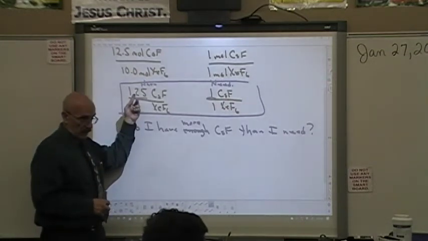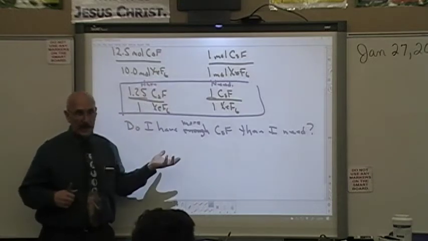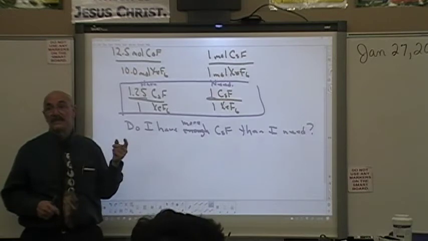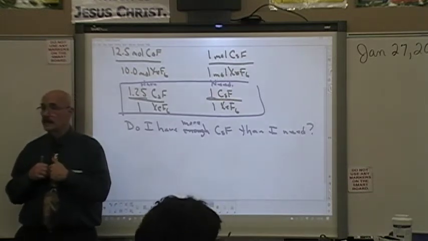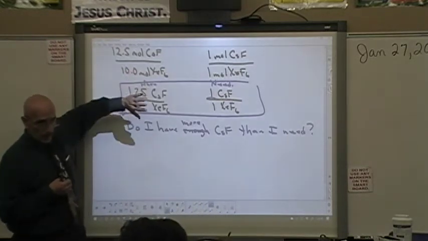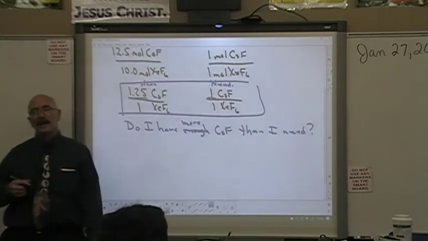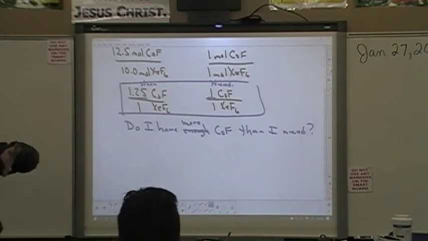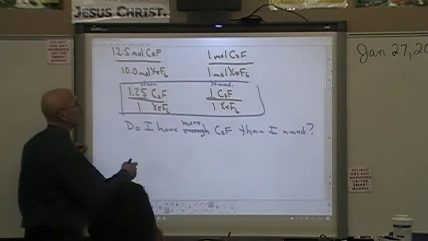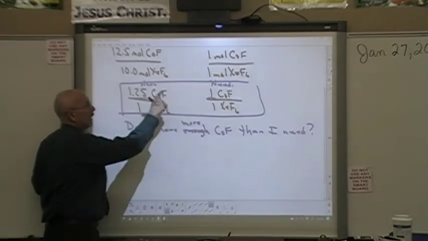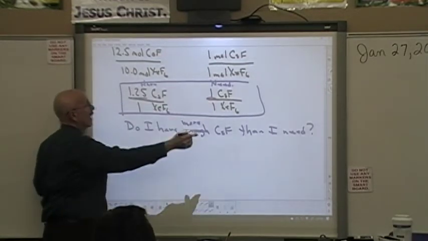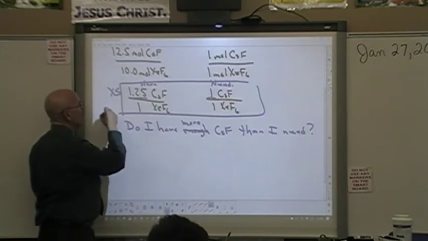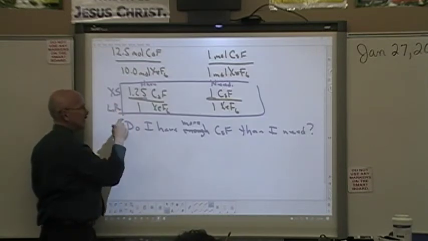If this number is more than enough, then I've found the excess. If this number in the numerator is not enough, then I've found the limiting reactant. And depending on which way you do this, sometimes you'll find the limiting reactant and the other one is the excess, and sometimes you'll find the excess and the other one is the limiting reactant. In this case, this is more than enough, right? My 1.25 is bigger than 1, so I got extra of the CSF and not enough. The other one has to be the limiting reactant.